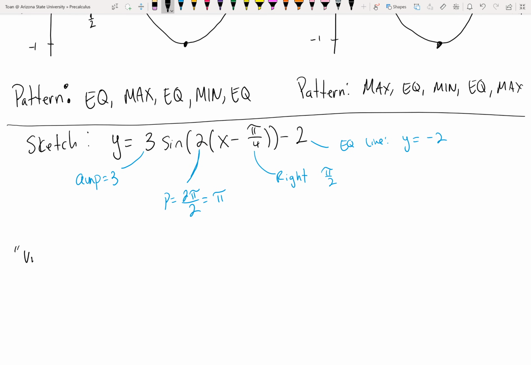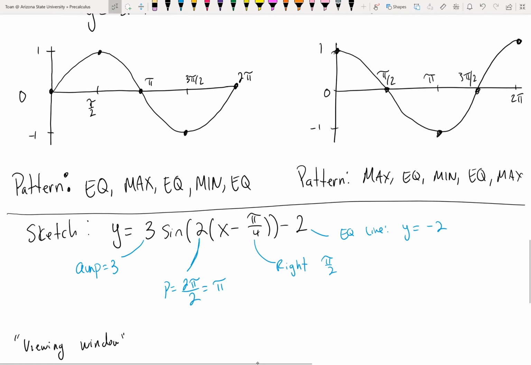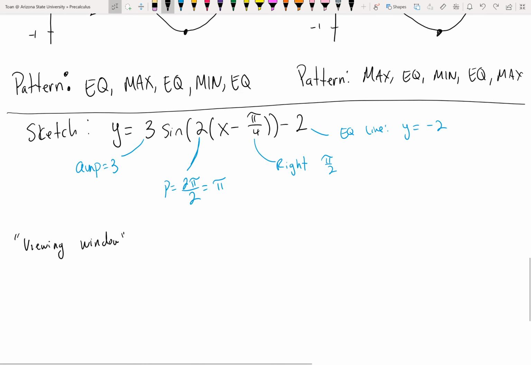So my viewing window: what is the interval that I need to see a full picture, instead of being 0 to 2 pi, because that's what it is normally, right? I need to start at 0 and go all the way to 2 pi to see the whole picture. According to this math, I only need to start at 0 and go all the way to pi. So if I look at these x values, these are the x values I need to see one full cycle.